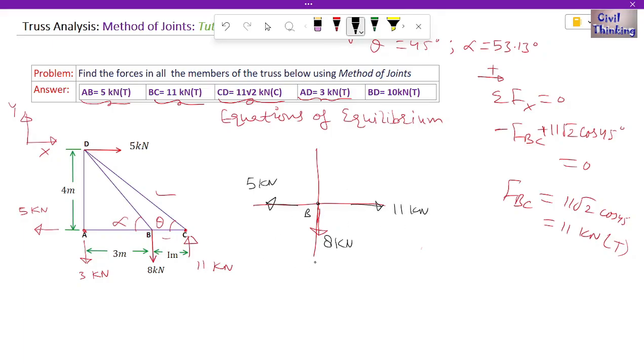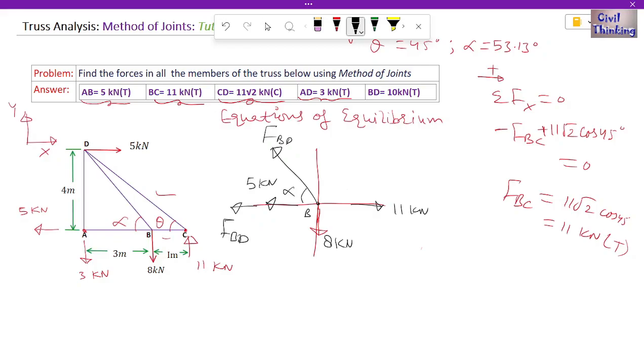Okay, now we have this BD member inclined at an angle of alpha here. Okay, this is force in BD, this angle is alpha. Now we will apply first which equation? Of course we have to resolve FBD into x and y components, because it is neither in x axis nor in y axis. So we need to resolve it.